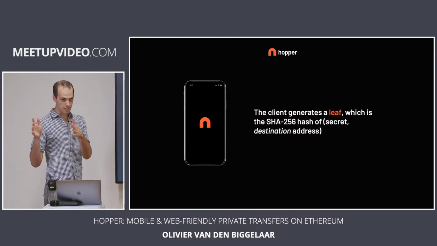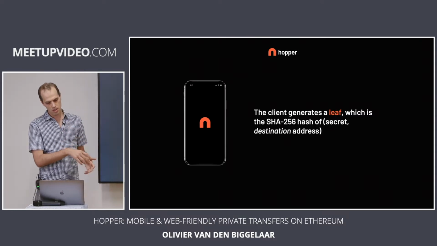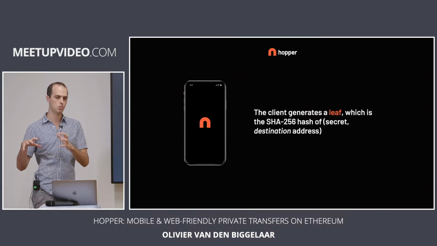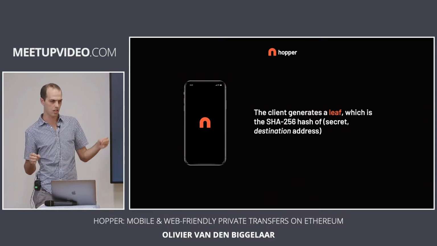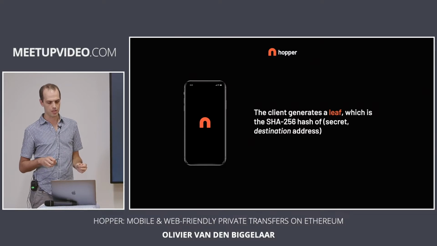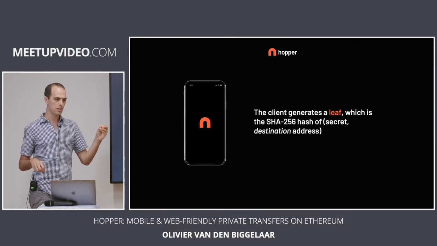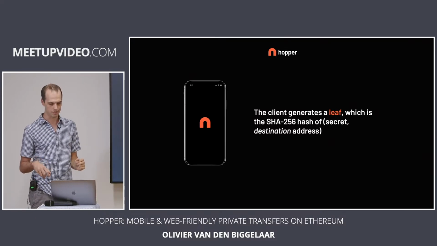So how does Hopper work? Basically there are 2 steps. You send 1 ETH to the mixer, you wait, and then later on you withdraw that deposit by proving that you previously sent 1 ETH, and that you know the secret that was published at the same time as you sent this 1 ETH.